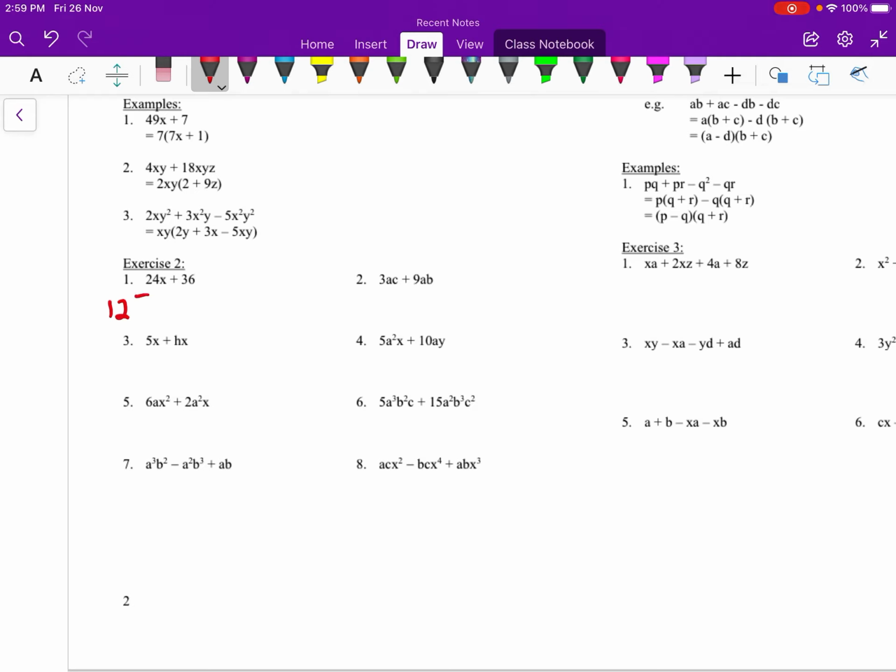So when I take out 12, what is left for the first term right here is 2x. What is left for the second term? 36 divided by 12 is 3. So in this case, I have completed my factorization. Alright, you can try Questions 2 to 8 of Exercise 2.